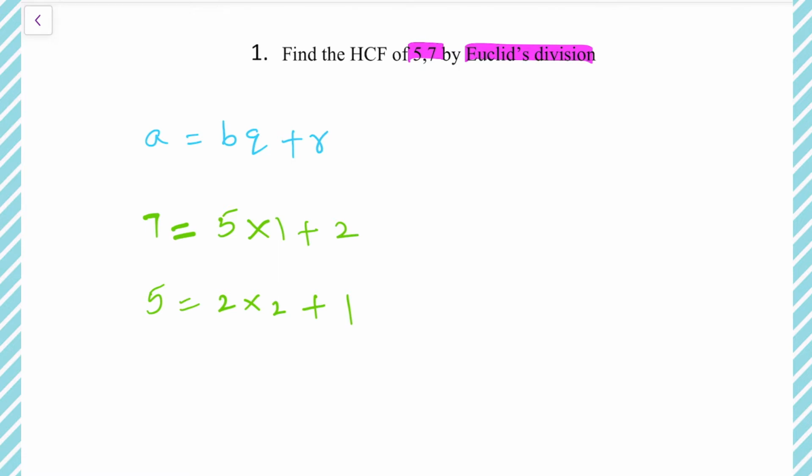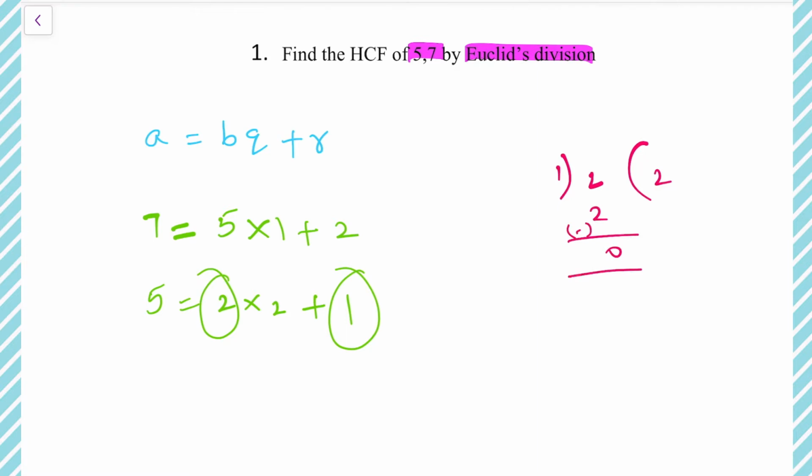So for that, take these two numbers 2 and 1, again do division. So here 1, 2 comes. 1 2s are 2. 2 minus 2, 0. So whenever we get the remainder 0, we need to stop the process there. So now our last step is going to be, here dividend equals divisor into quotient plus remainder 0.